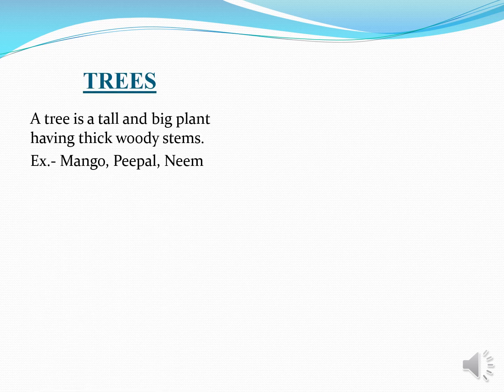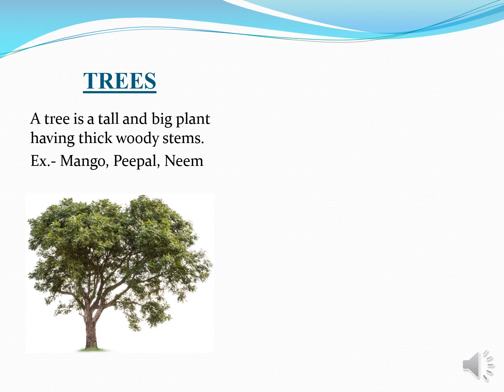Now we will discuss each of the types of plants in detail. Okay? Now first is trees. What is a tree? A tree is a tall and big plant having thick woody stems known as the trunk. The trunk gives rise to many branches. You can see the picture of a tree on the screen. Few examples are mango tree, peepal tree, neem tree. All these are examples of trees.